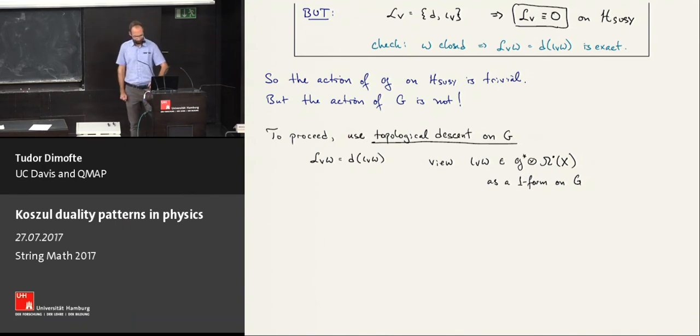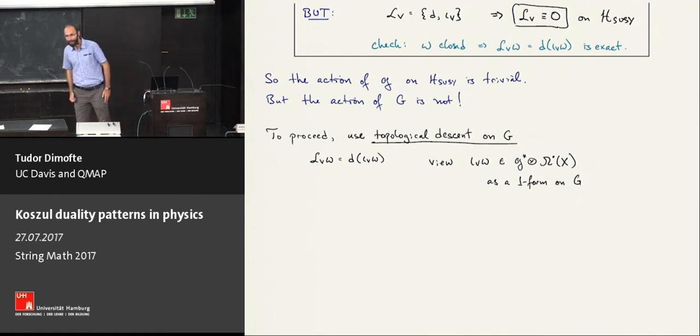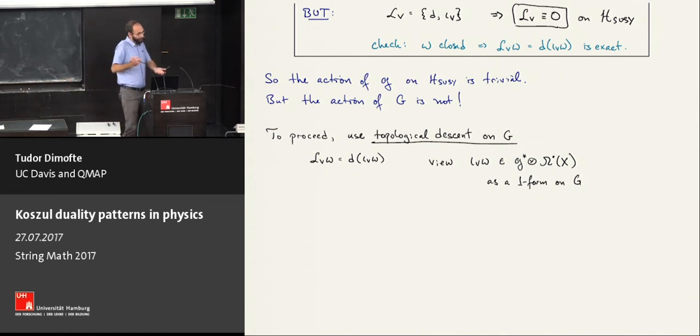So the Lie derivative of a closed form is d of something. We can remove a d and think of that something, namely IV omega, as a one form on the group. So by taking a Lie derivative, we're deforming on the group, and so we get something that looks like a one form. It's, of course, still valued in differential forms on the manifold X.